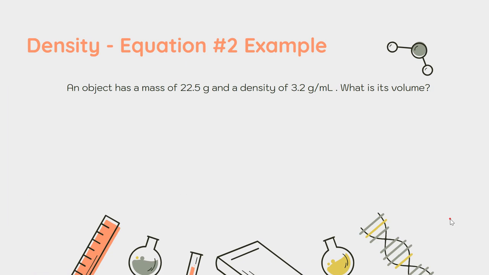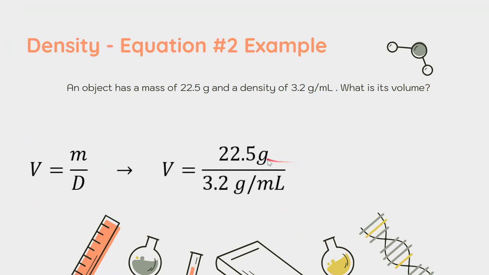For an example, if we know that an object has a mass of 22.5 grams and a density of 3.2 grams per milliliter, and we want to know its volume, we'll use the equation volume equals mass divided by density because we want to find volume. We'll plug in the mass in the numerator, 22.5 grams, and the density in the denominator, 3.2 grams per milliliter. We'll do 22.5 divided by 3.2, and we'll find the volume is 7.03 in milliliters because it's volume.